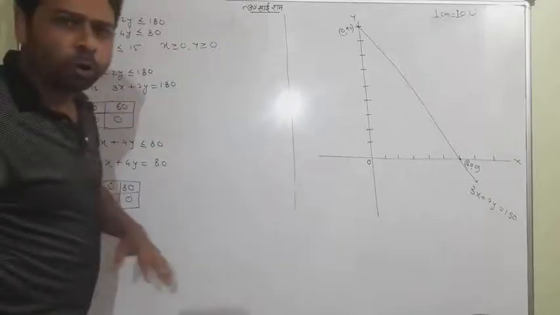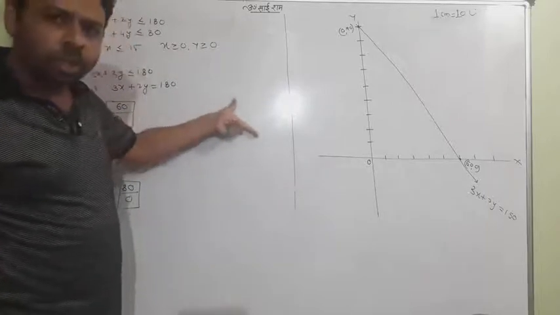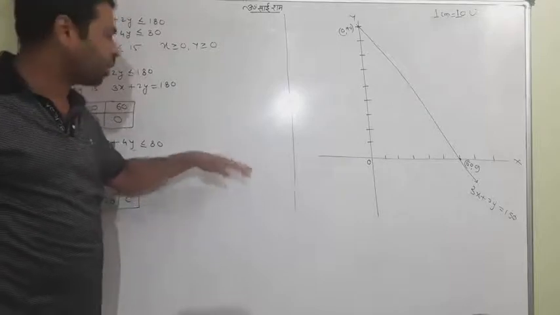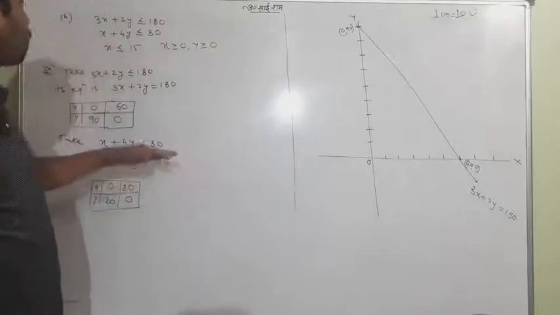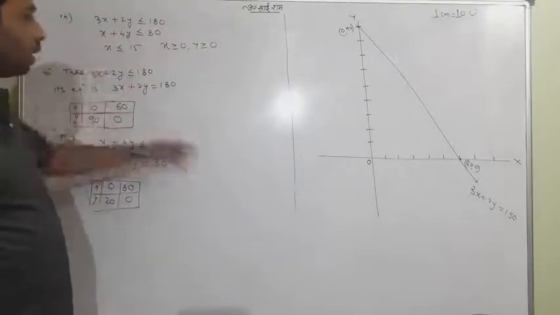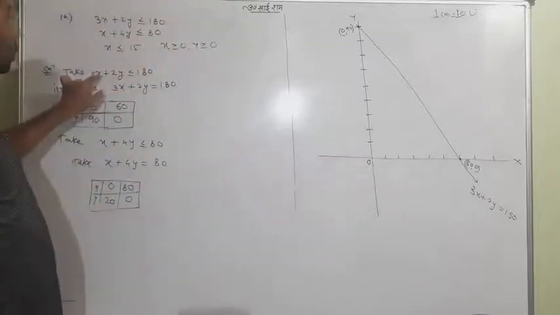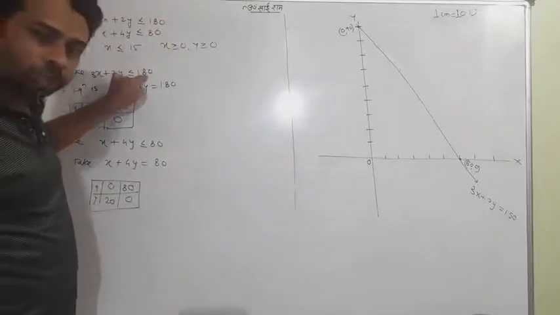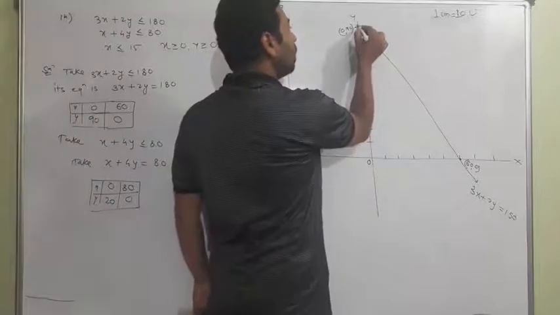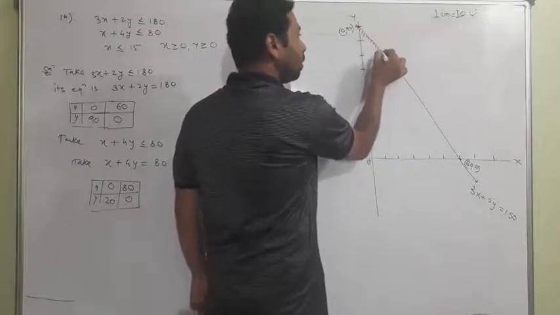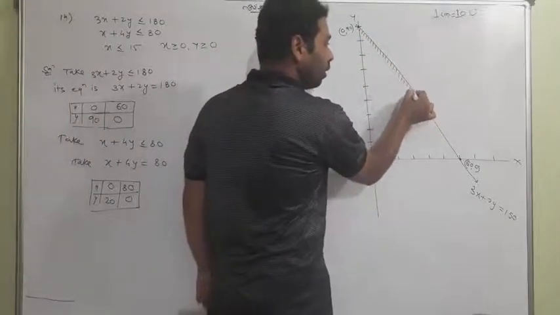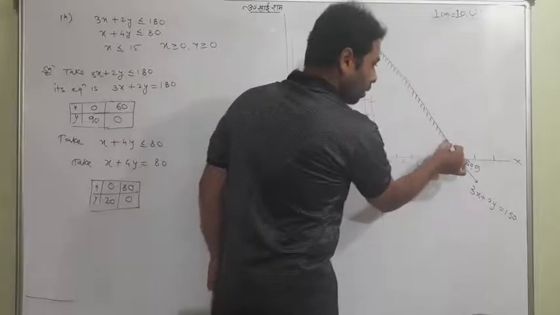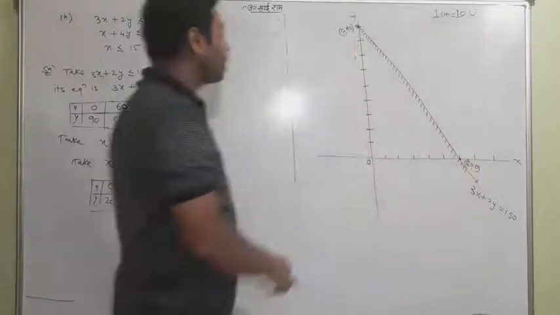So take an arbitrary point, not specially specified here; it should simply be done by ourselves. Like take an arbitrary point 0, 0. Put here 0, 0 less than 180. 0 less than 180 is true, meaning I'll go with the downside. This is my required shaded region, because 0, 0 satisfied the inequality.